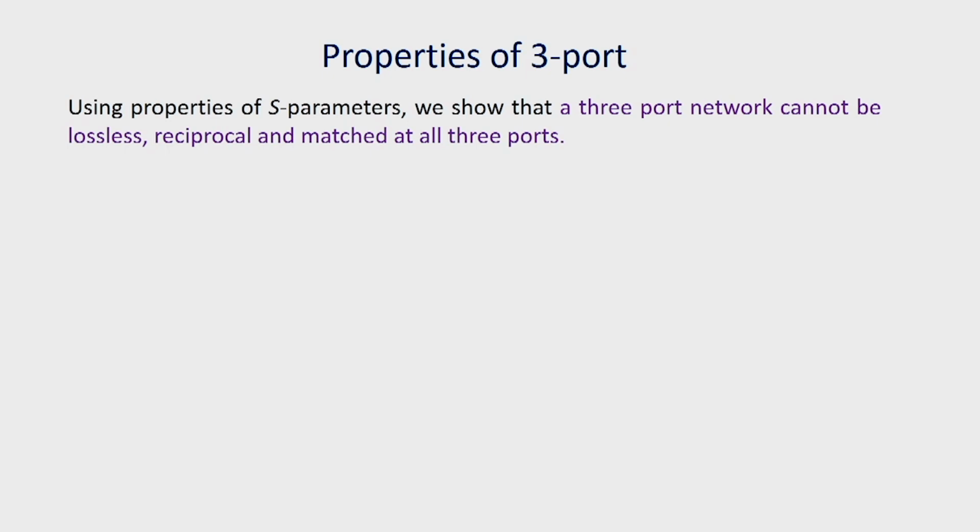Let us continue our discussions on S parameters. We look into the properties of a 3-port network. Using the properties of S parameters, we show that a 3-port network cannot be lossless, reciprocal and matched at all 3 ports. That means we cannot have a 3-port which is lossless, reciprocal and matched at all 3 ports. So, let us see how we can demonstrate this.